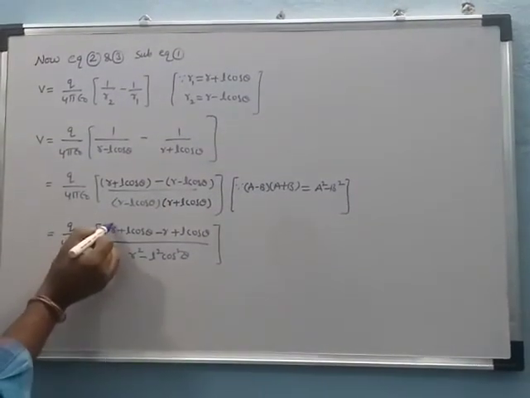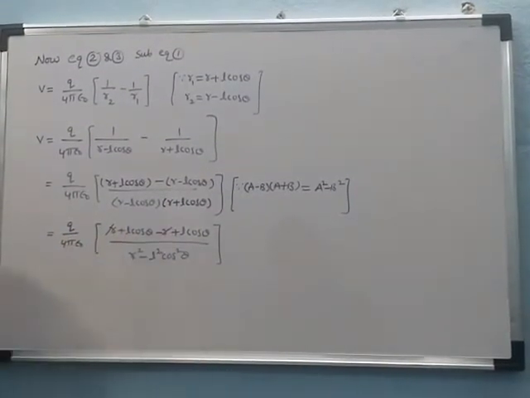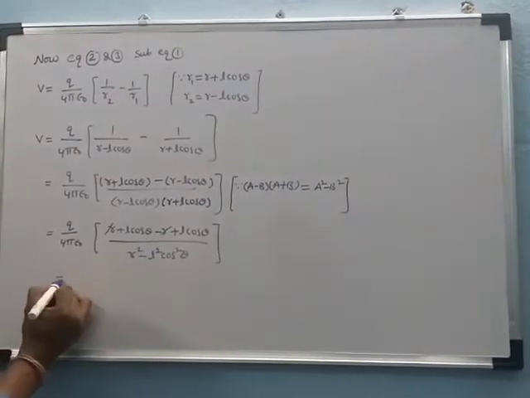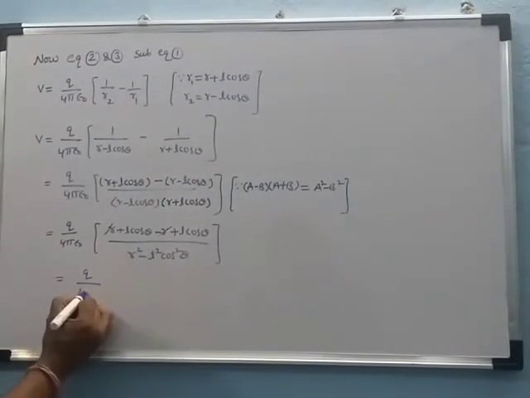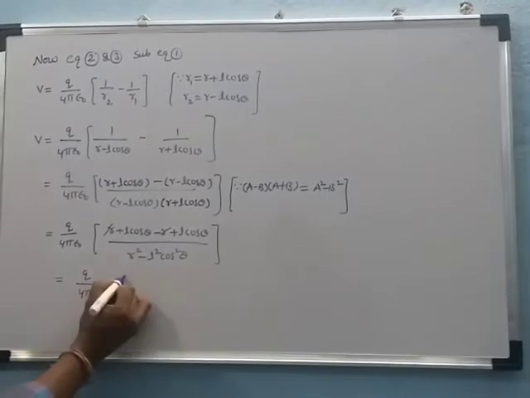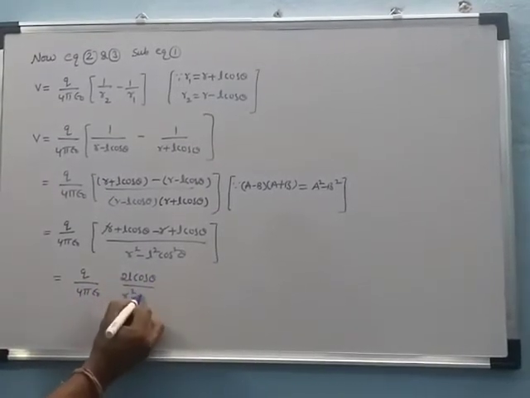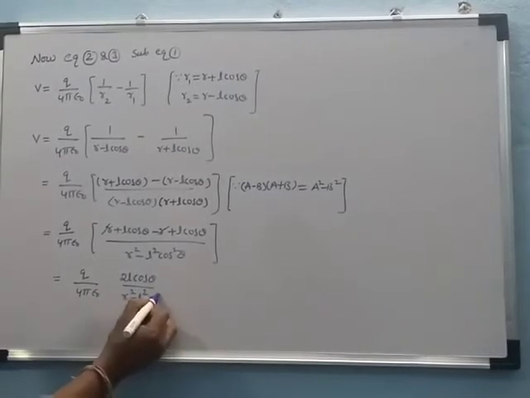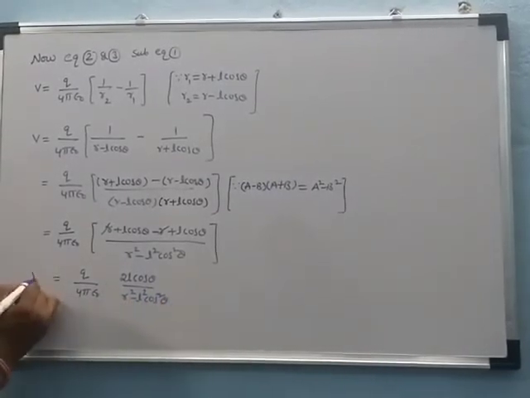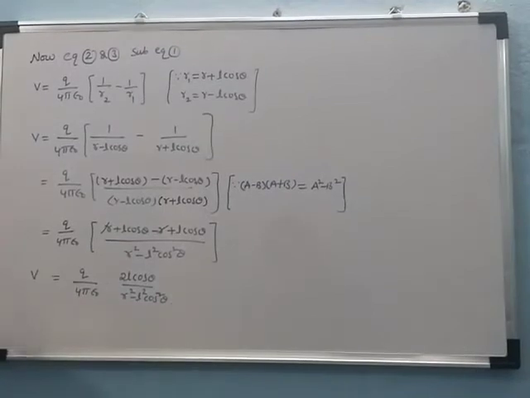Here the plus R and minus R cancel. L cos theta plus L cos theta gives 2L cos theta. So Q by 4 pi epsilon naught into 2L cos theta by R square minus L square cos square theta. This is the resultant electric potential.